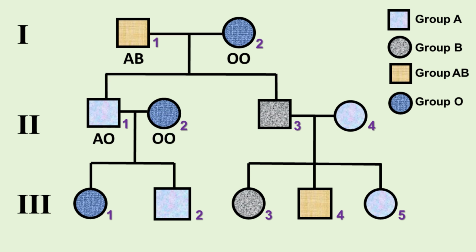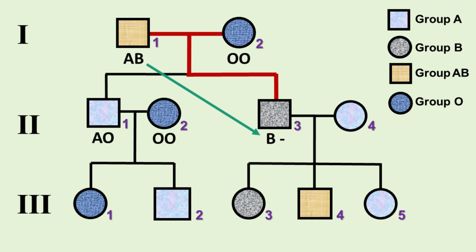Individual II2 has an O-type blood group, so her genotype is OO. She is also a stranger in this pedigree, and you see no line coming down to her. Individual II3 has a B-type blood group, and we have to find out if he is homozygous or heterozygous.